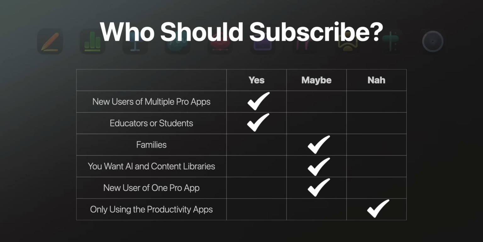The maybe, people who really want the AI and asset library with Keynote and Pages and all of that. Man, if you're just a casual user of these apps, I would say the subscription is probably not for you. So the final verdict, basically, it depends on your situation. What of these apps are you using? And there is a 1-month free trial with this, and that 1-month free trial can make it a little easier to make up your mind.